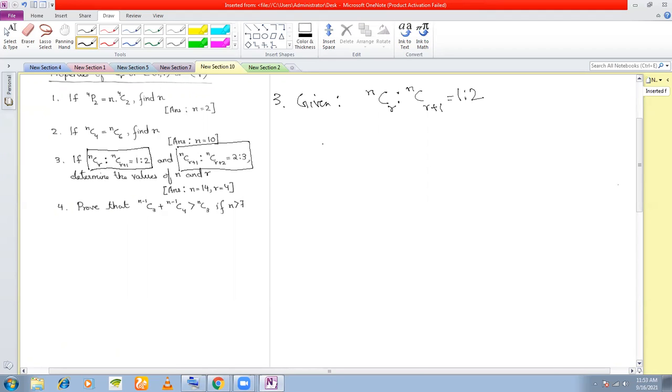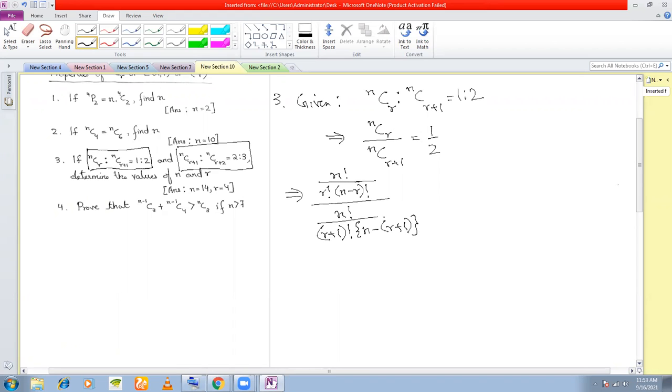Okay, so let us take the first one. So you have nCr is to nCr plus 1. So you have nCr by nCr plus 1 is equal to half. Okay, now you put the values here. Factorial n by factorial r into (n minus r) factorial divided by factorial n by (r plus 1) factorial into (n minus r plus 1) factorial is equal to half.